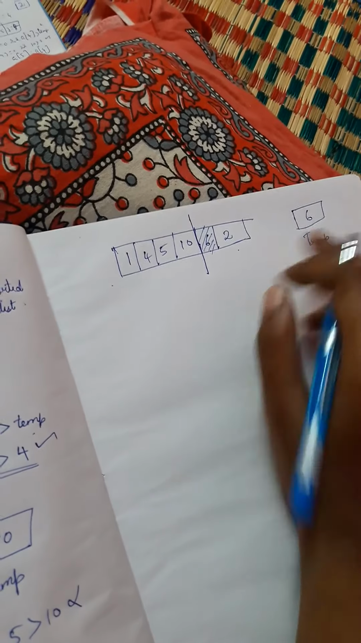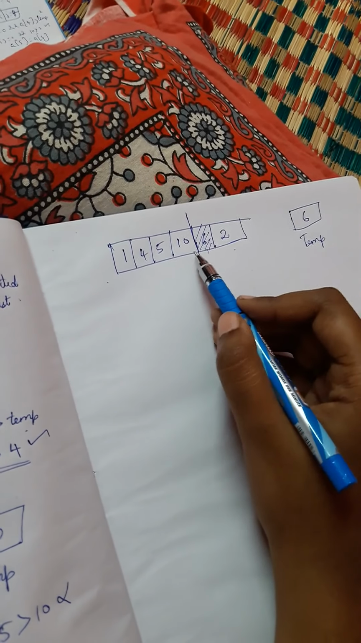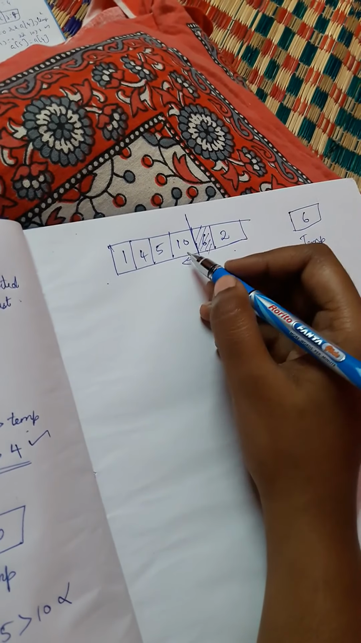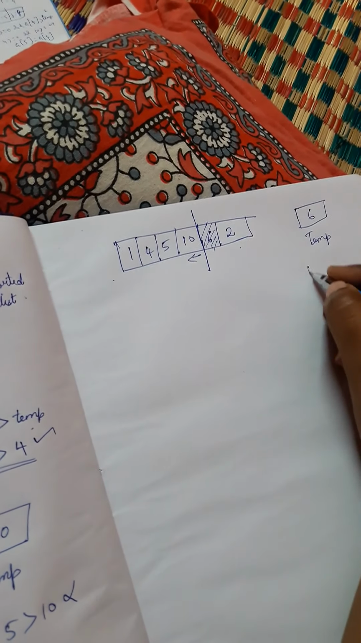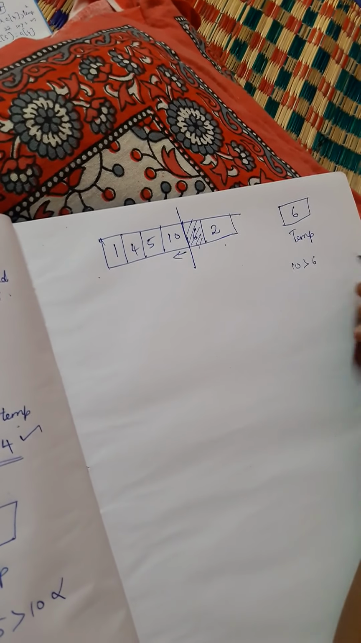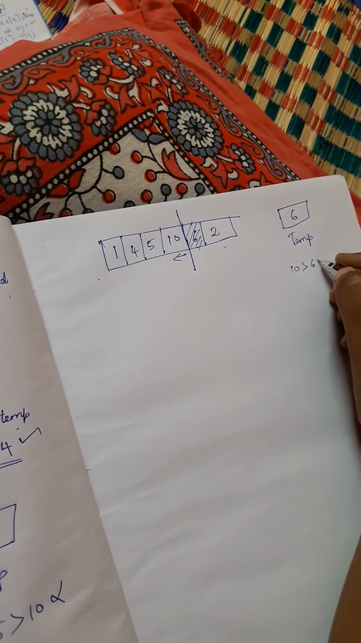This value is stored here, no? So this is empty. Now I will compare in this order only. So I am going to compare 10 with the 6. 10 greater than 6? Yes, this condition is true. So I am going to move this 10 one step forward.